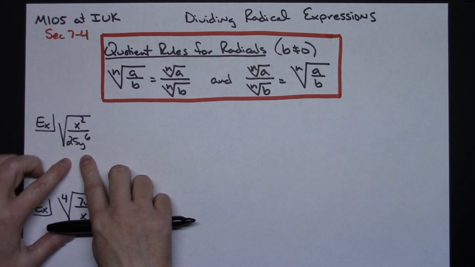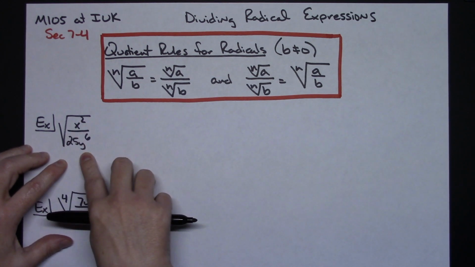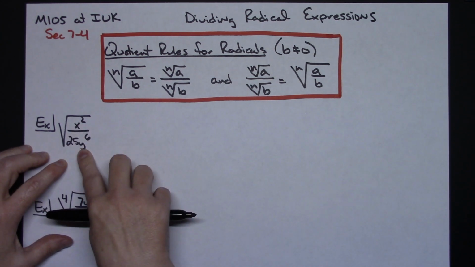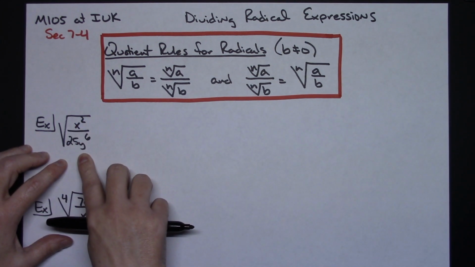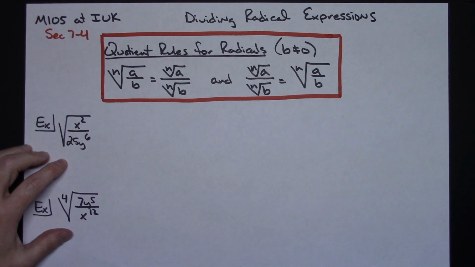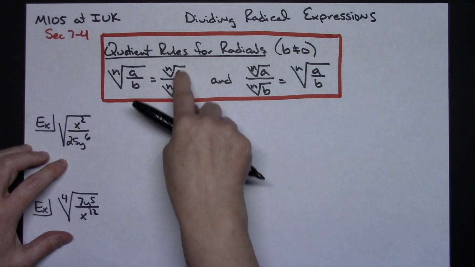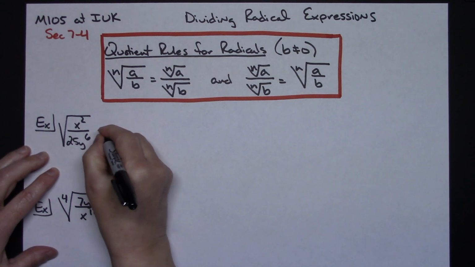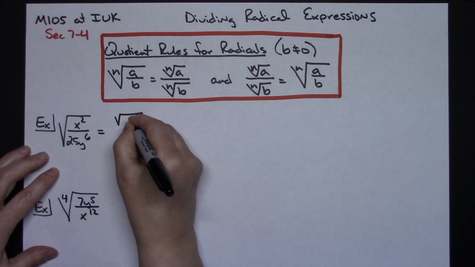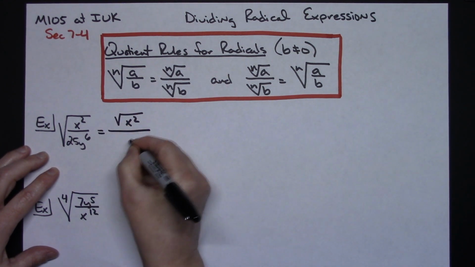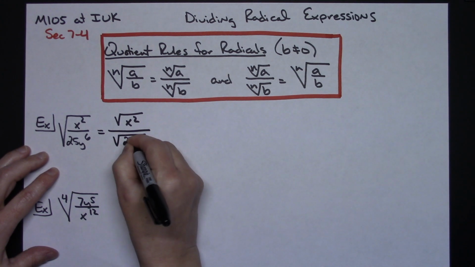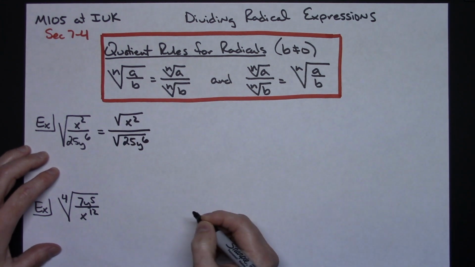We'll have a great big radical with an expression underneath. Now, as it sits right now, I cannot do any type of simplifying with this radical. So it's going to help me to split it up into two individual radicals. I'm going to have the square root of x squared on top. I'm going to have the square root of 25y to the 6th on the bottom.